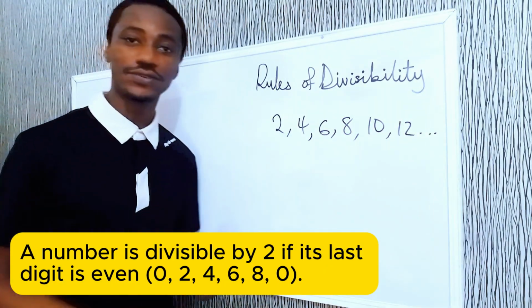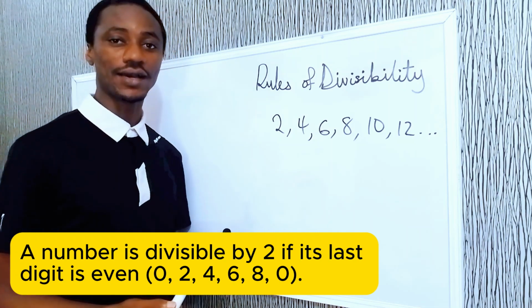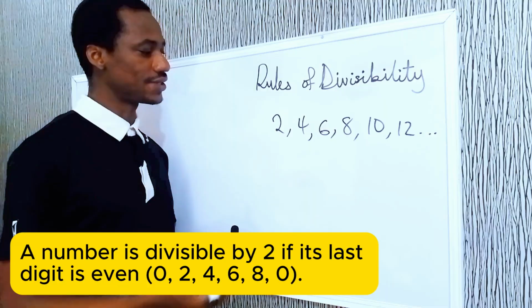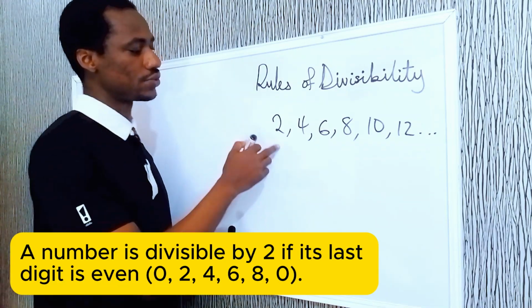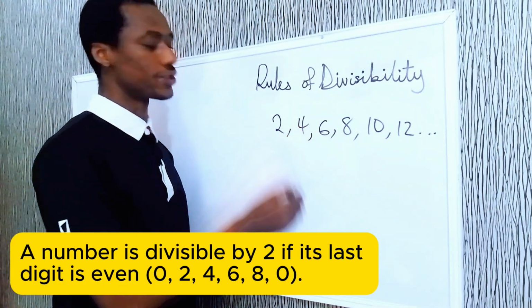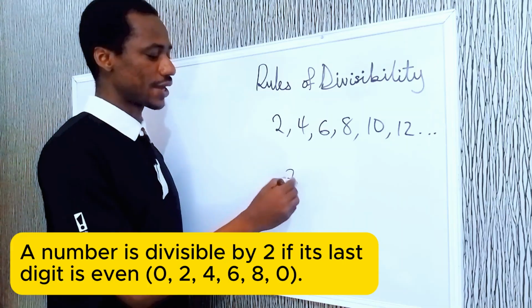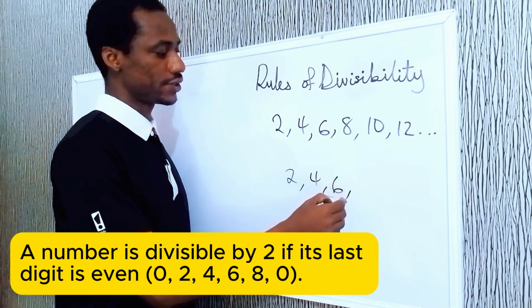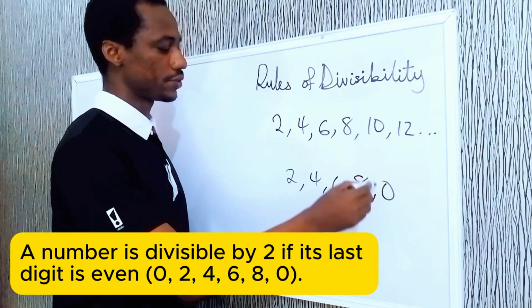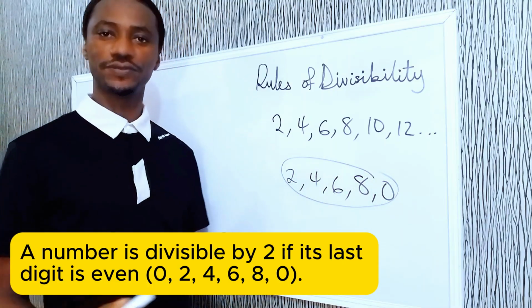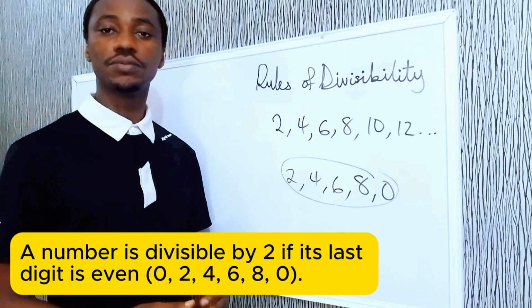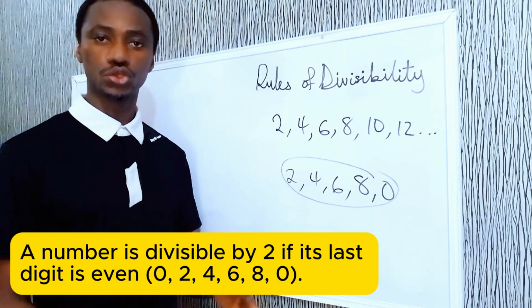And when you check the even numbers, they are multiples of 2, and they end with either 2, 4, 6, 8, or 0. So any number that ends with 2, 4, 6, 8, or 0, that number is an even number. And when you see any number like this, you know the number is divisible by 2.